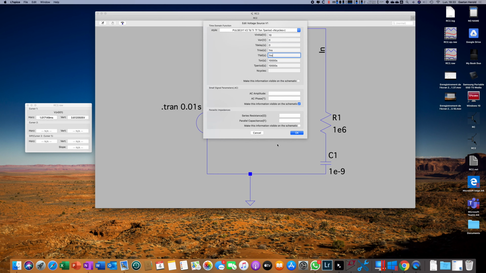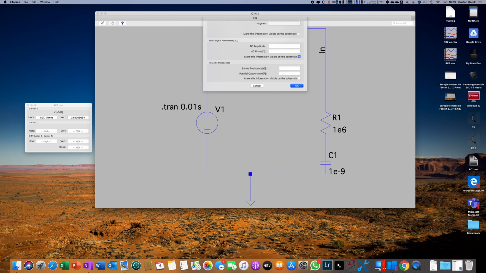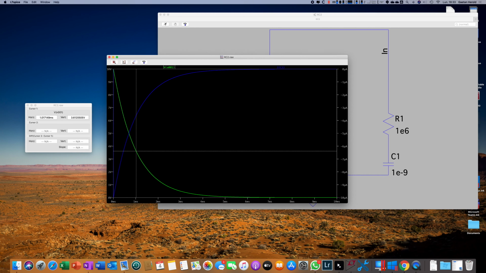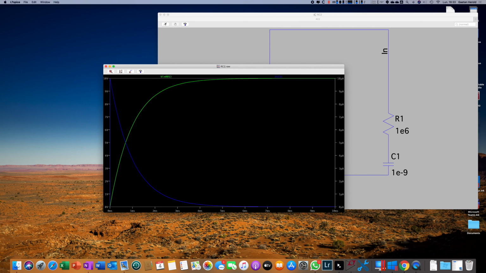We can also say that at the beginning we had 0 volts, that afterwards we switch to 10 volts, and what do we find on our graph? I update with the run command.